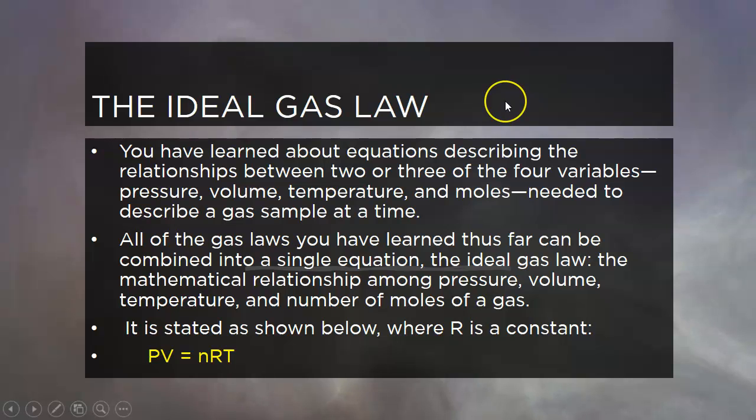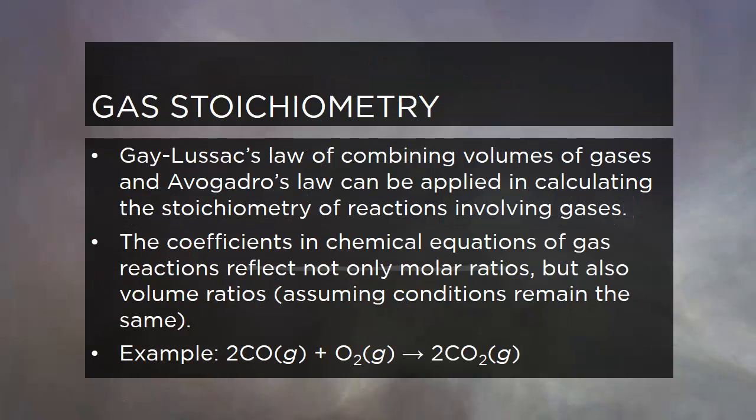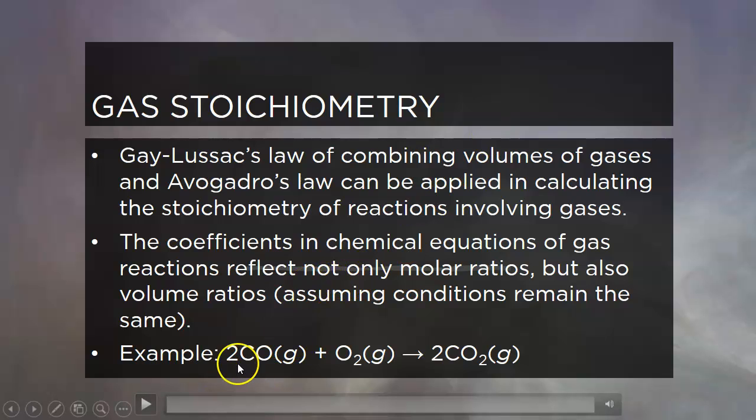But tomorrow we're going to talk about the ideal gas law. Before I do that, I just want to relate this to stoichiometry, because we did stoichiometry last year, converting between grams and moles and particles, and you could do that across an equation. Well, the nice thing about gases is that the molar ratio is going to be the same as the volume ratio. So if I have 2 moles of carbon monoxide and 1 mole of oxygen, I get 2 moles of carbon dioxide. I also have 2 liters of carbon monoxide and 1 liter of oxygen, giving me 2 liters of carbon dioxide.